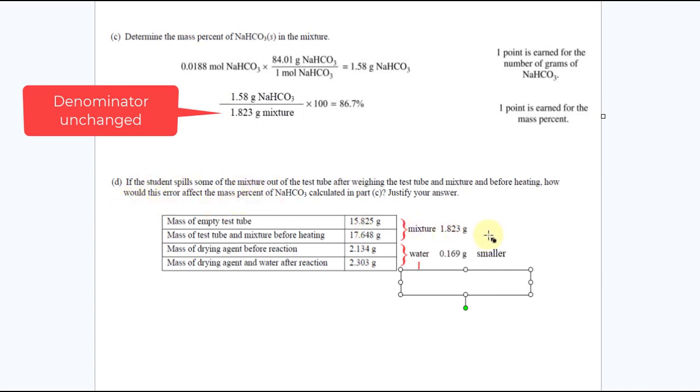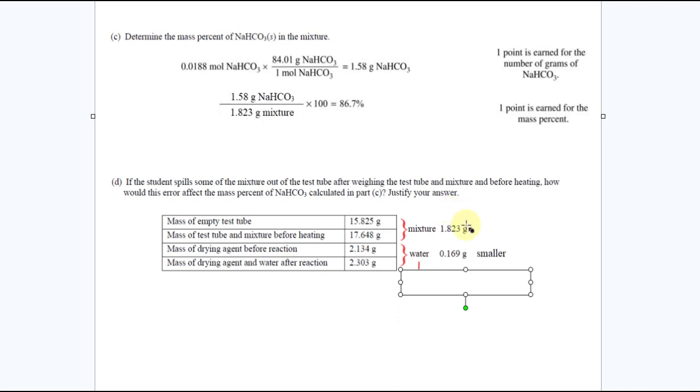Well, think of an extreme. Imagine if somebody spilled all this mixture. So instead of having 1.823 grams, we had nothing in there. How much water would they produce on heating? Well, if they spilled all of it, they wouldn't get any water. Our mass of water would be smaller because we spilled some of the stuff that makes the water.